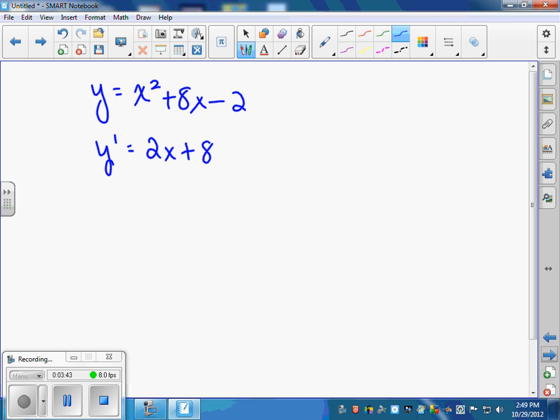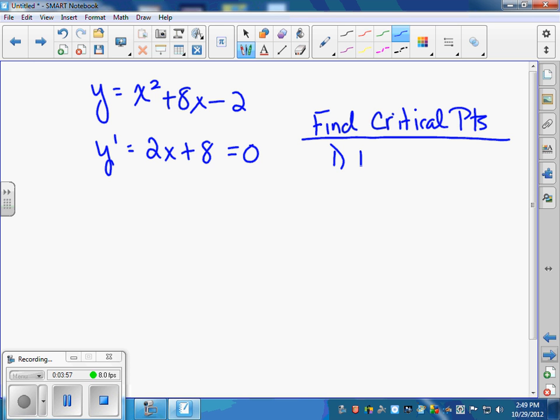Then I'm going to take the derivative and set it equal to 0. Okay, and when I do that, I'm finding my critical points. Now critical points are where the derivative is 0, or the derivative is undefined. Now for right now, we're going to work on just some polynomials today, so our derivative will not be undefined, but we will get to those types of problems. So we're going to set the derivative equal to 0.